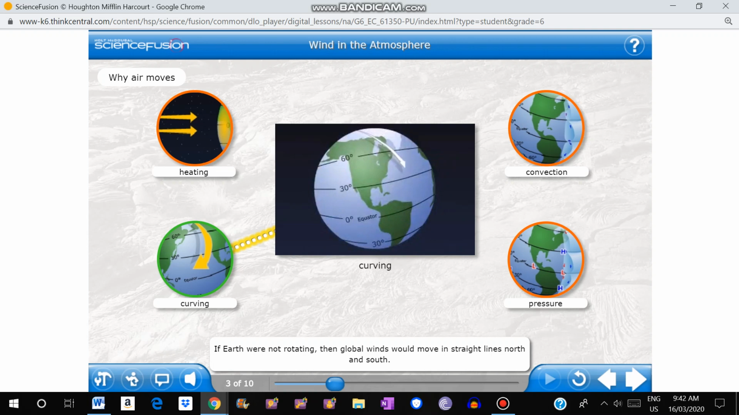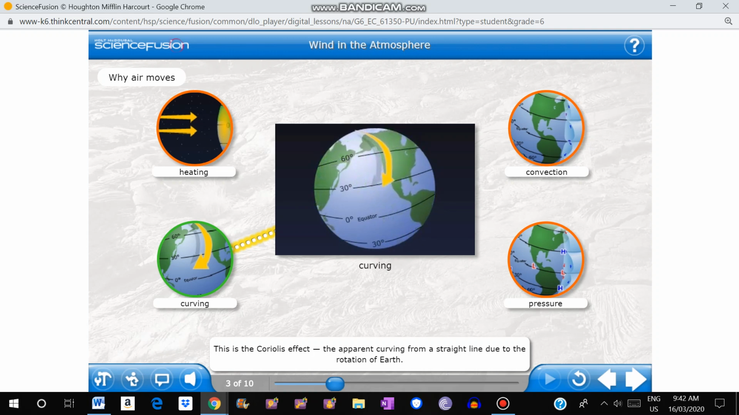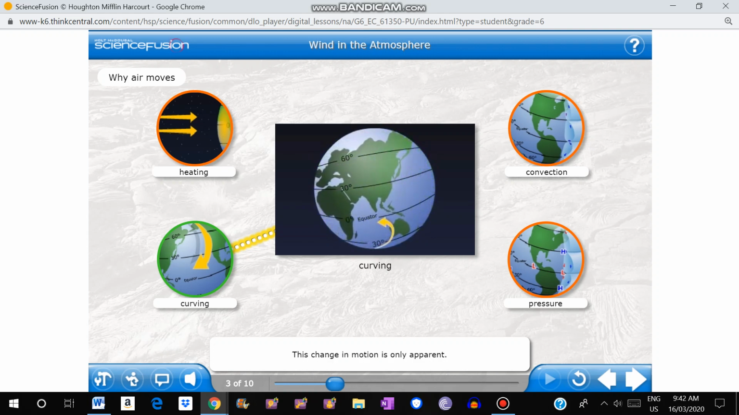If Earth were not rotating, then global winds would move in straight lines north and south. But since it does, the rotation seems to change the movement of air. This is the Coriolis effect, the apparent curving from a straight line due to the rotation of Earth. This change in motion is only apparent. It is not real because the object really does move in a straight line. It is Earth that turns below it. In the northern hemisphere, the Coriolis effect makes winds curve to the right. In the southern hemisphere, it makes winds curve to the left.